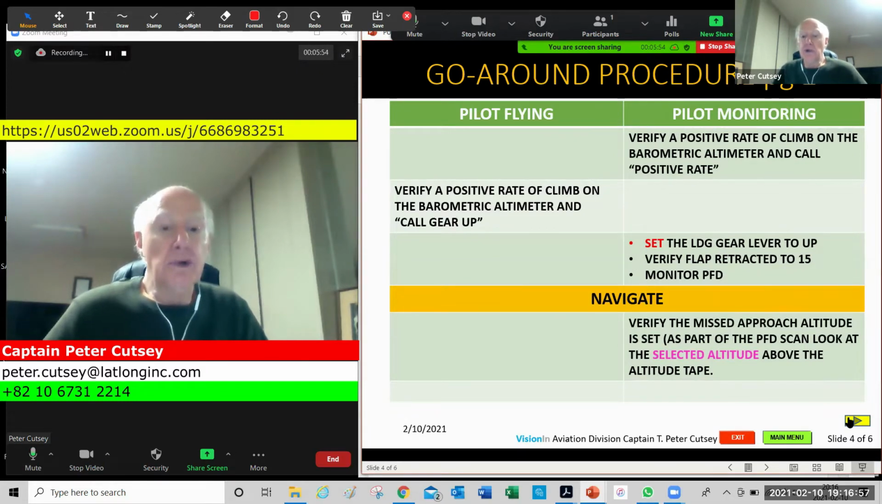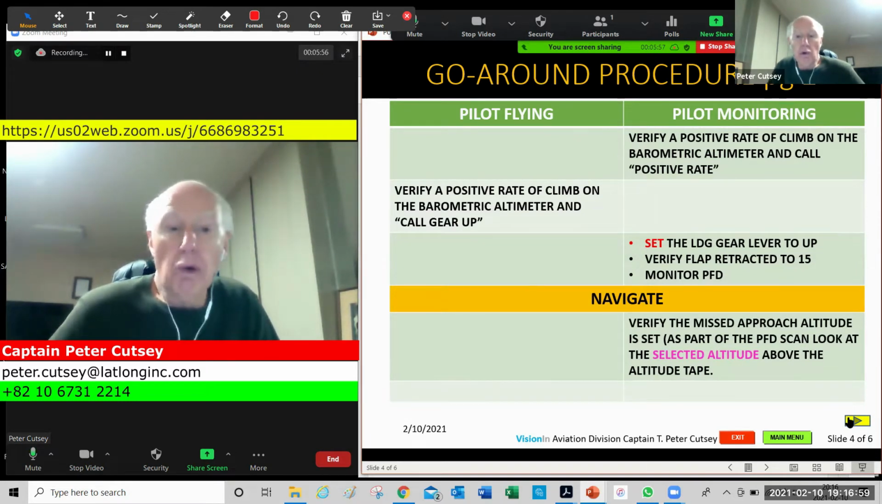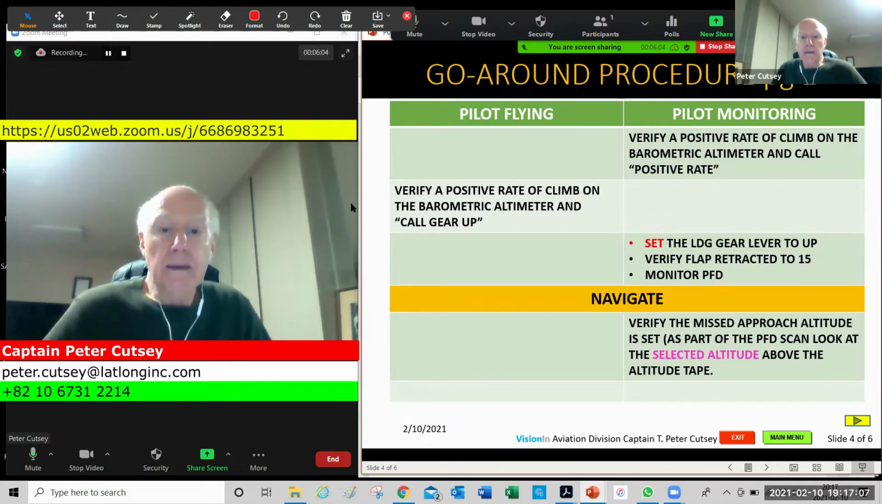During all of this, the normal go-around procedure would be that the pilot monitoring would call positive rate on the barometric altimeter, and the pilot flying would verify the positive rate and call gear up. But you're going to have to modify this, as I mentioned before. Do not call for gear up. Don't start reaching for the landing gear lever and do silly things. So you have to be well briefed on how you're going to handle the gear lever and also the alternate flap retract switches.